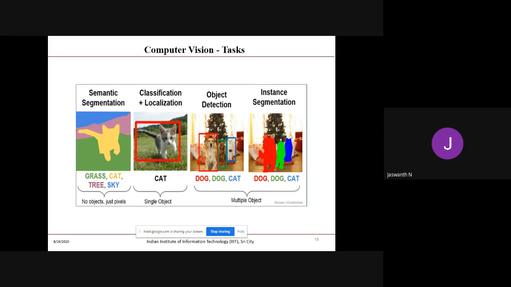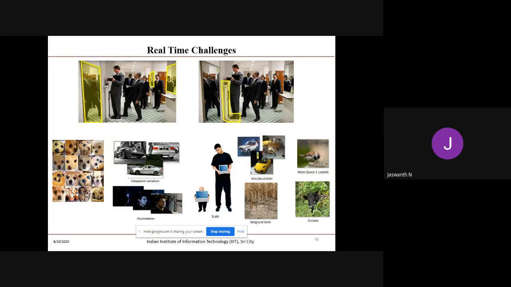Next, instance segmentation. The only difference between semantic and instance segmentation is that in instance segmentation, you give a different color representation for each and every instance of the same category. Whereas in semantic segmentation, irrespective of how many instances, you simply give a color representation for the particular category. So these are the typical computer vision tasks being used. But there are some real-time challenges that we need to address.